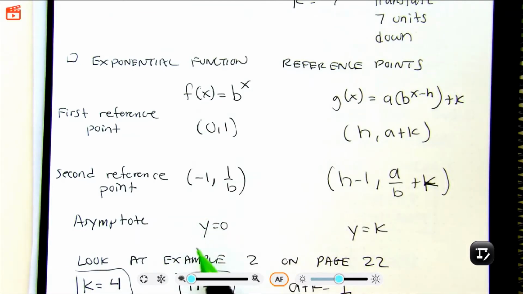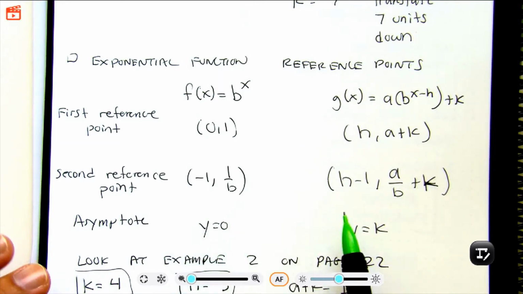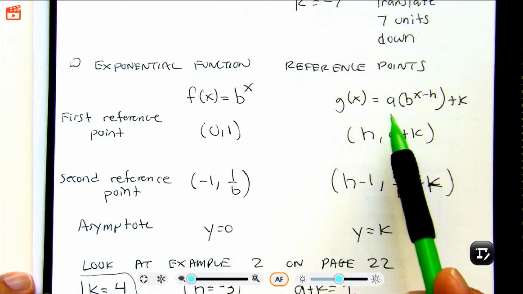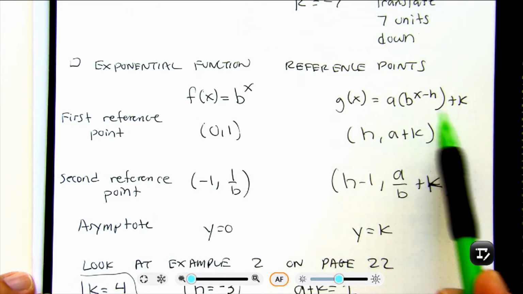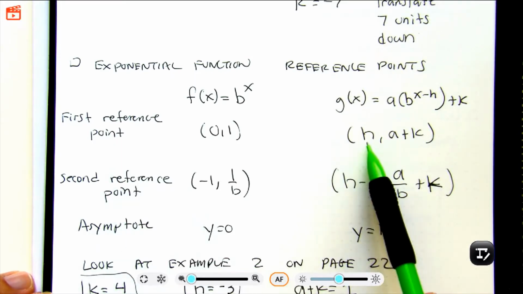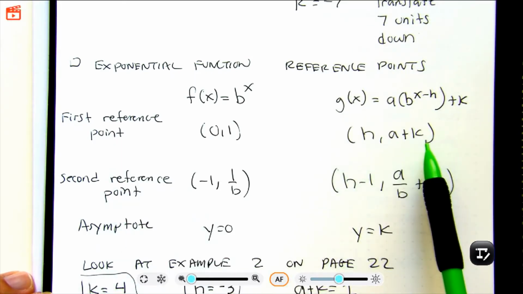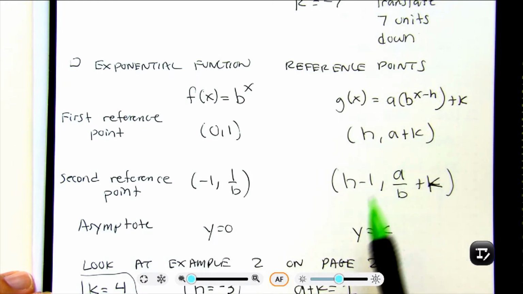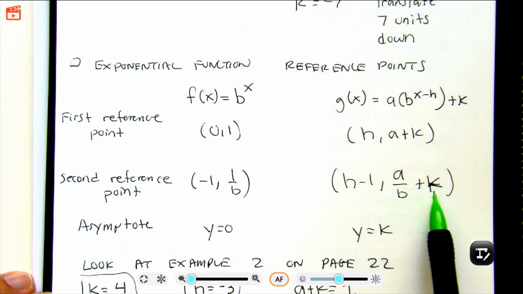Now let's translate that, and this is the transformation equation. Our first reference point is h, comma a plus k. And then our second reference point is h minus 1, comma a over b plus k. And then the vertical asymptote is y equals k.